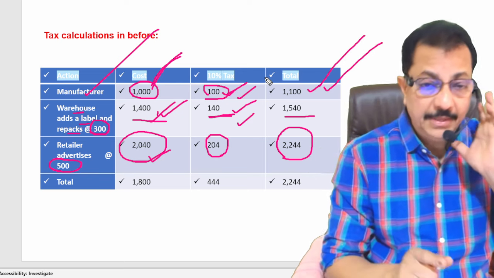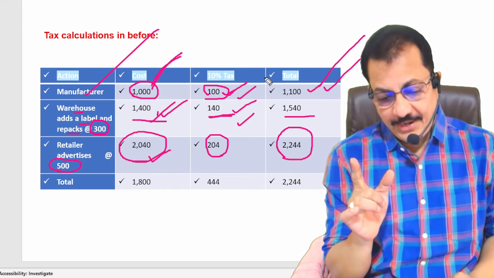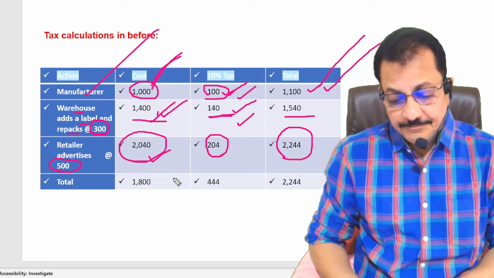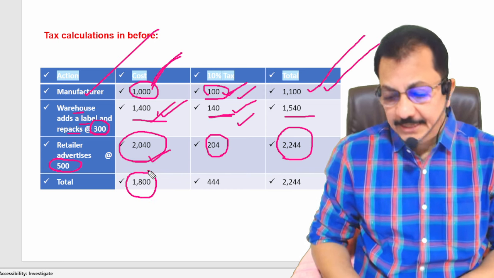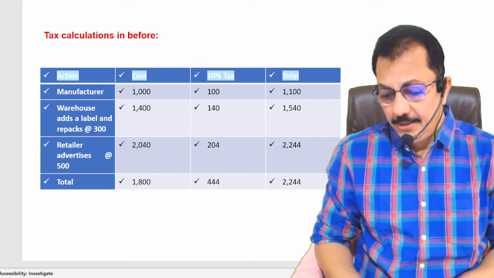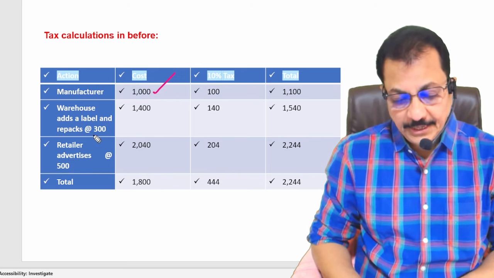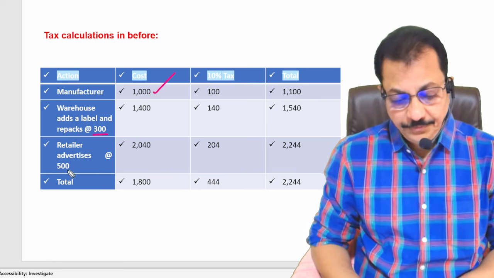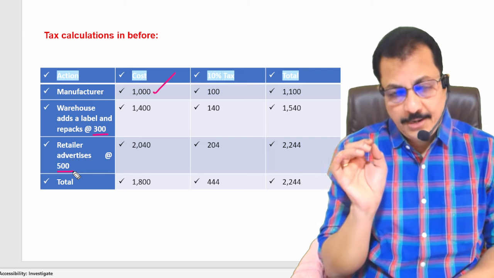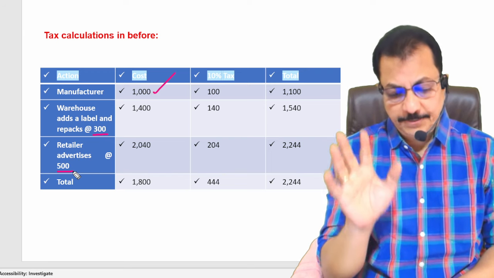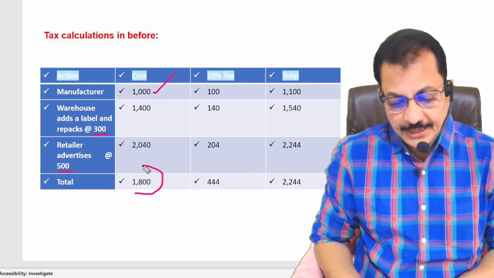By the time it became reality, we have reached the year 2017. Am I clear? Otherwise, what should be here? If you look at the actual value of the product, it is 1800 only, right? Why? Because the manufacturer 1000 rupees plus 300 rupees at warehouse, 500 rupees at retailer advertisement. 1000 plus 300, 1300 plus 500, it should be 1800 only.